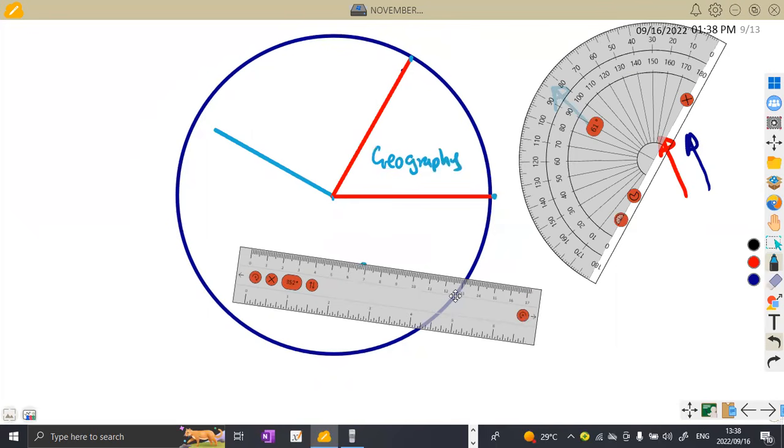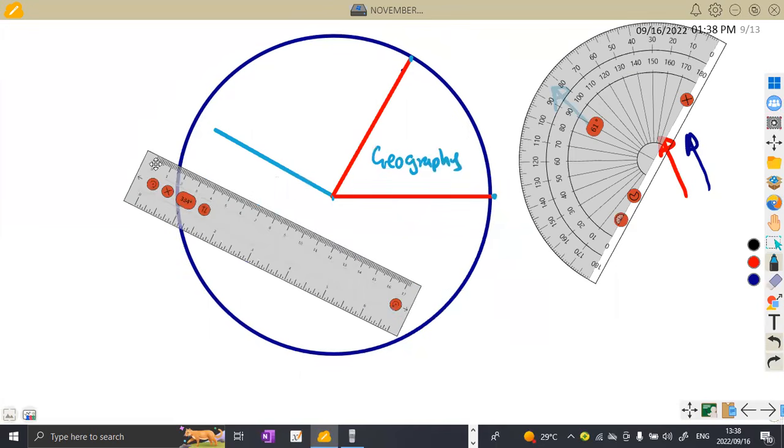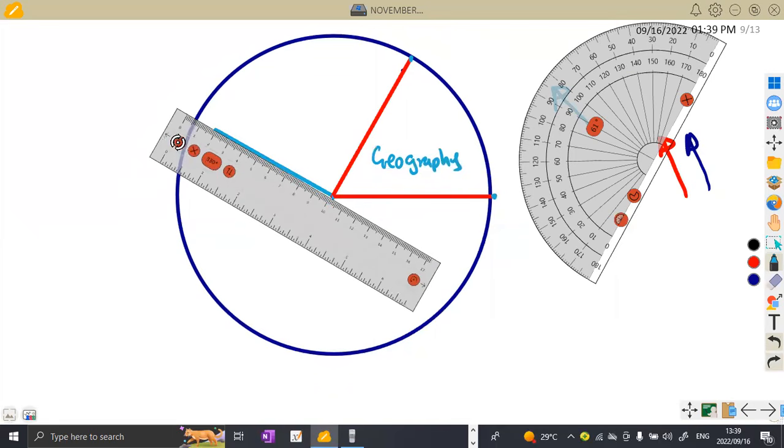Okay, now my ruler, guys. No, I don't want to do this. I want to pick this ruler here. Okay, guys, let's just be patient enough. You know, with these instruments and these software, you have to try by all means to be very, very patient.